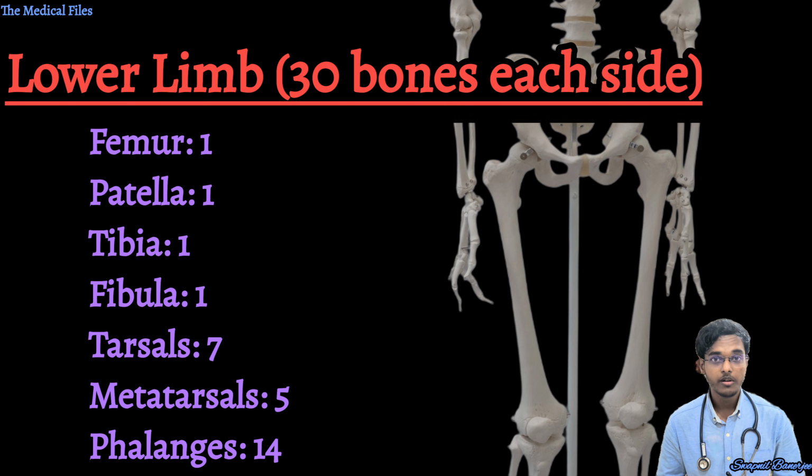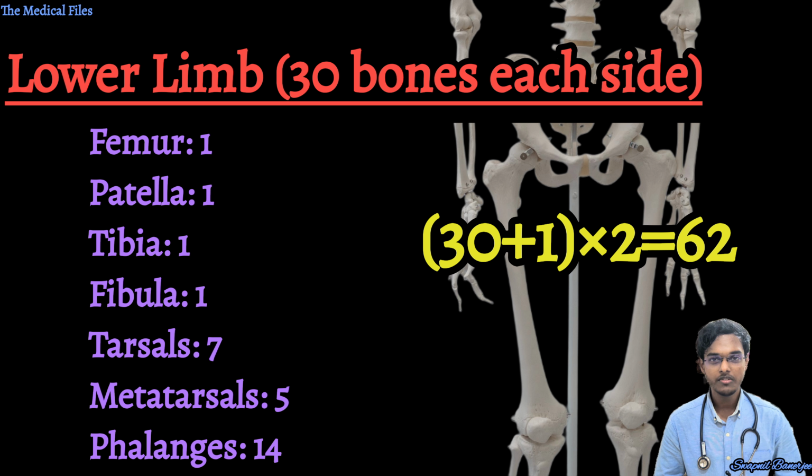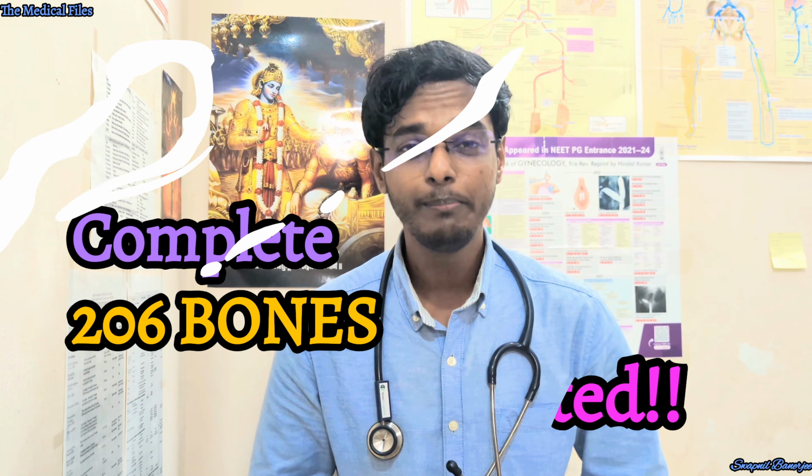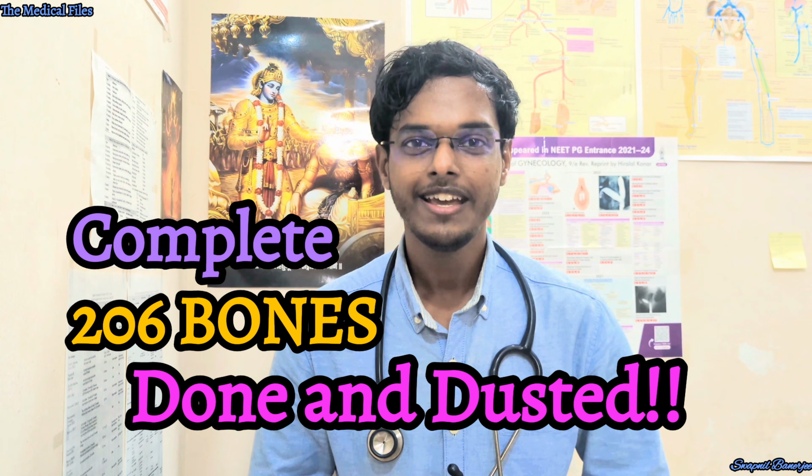Now we have 5 metatarsal bones, and after that we have 14 phalanges, and the calculation of phalanges is also the same as I've told you in the case of our hand. So these were all the complete 30 bones. 30 into 2, 60 plus 2 bones in the pelvis, total 62 bones in our lower limb. So that was the calculation of the complete 206 bones in our body.